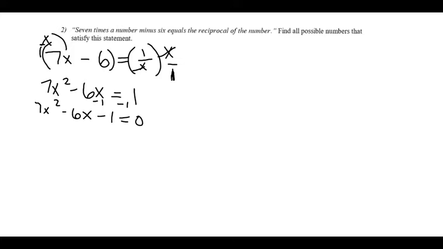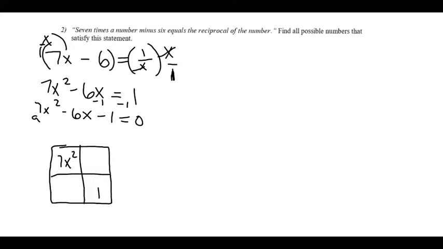We'll go ahead and do our box method to factor, because it is a hard trinomial. So my 7x squared will go here. My 1 will go there. When I multiply my a times my c, it gives me 7. My only two factors of 7 are 7 and 1. So I need to make a negative 6. So we're going to do a negative 7 and then a positive 1.